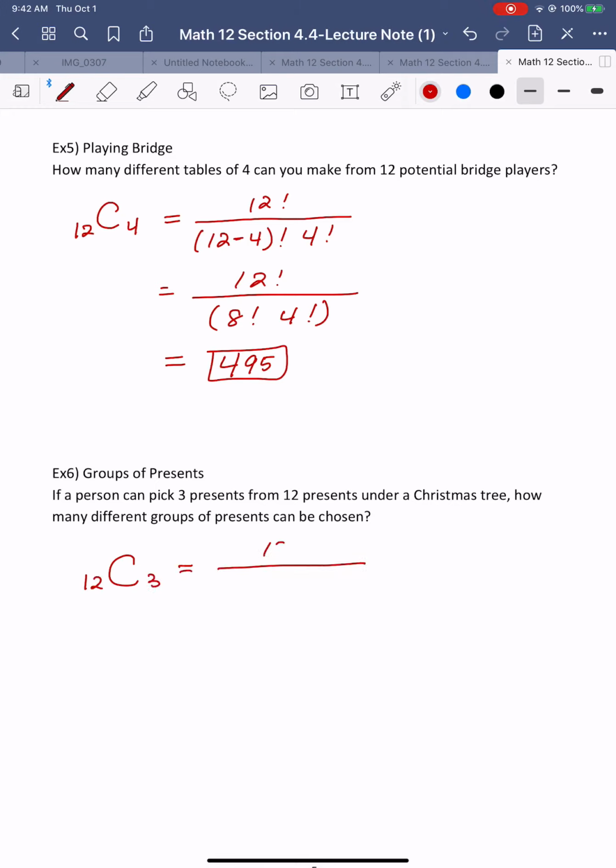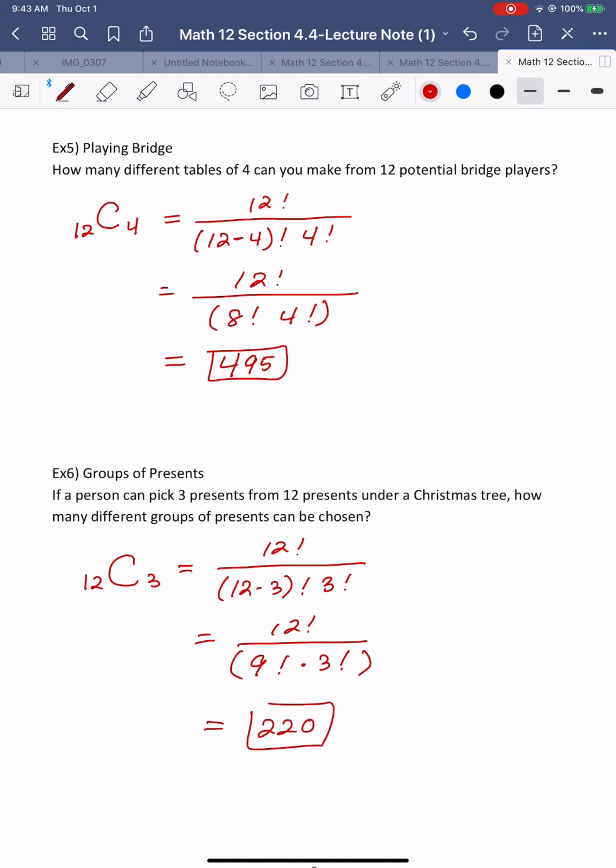So which is 12 factorial. You can use a calculator. And then also 12 minus 3 factorial, and then 3 factorial, which makes 12 factorial over 9 factorial times 3 factorial. On some calculators, you need to put the times between. And then it will come out as 220 ways. So this is actually the number of different ways to choose or pick.